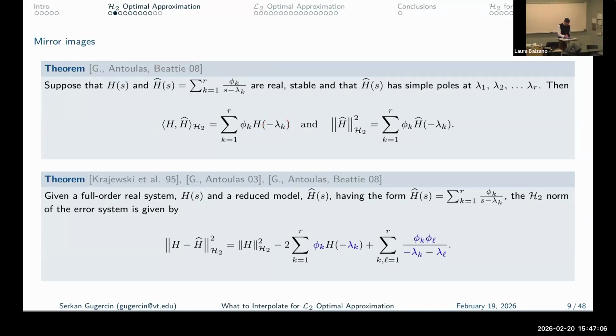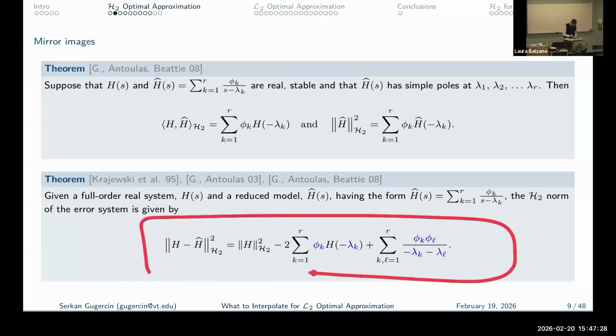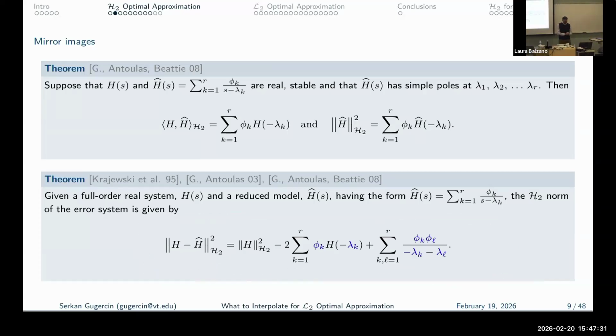Mirror image of the poles. So again, minus lambda is in the left half plane, minus lambda is in the right half plane. Then of course you can do the H2 energy, and then you can even compute the H infinity norm using the same evaluation. And a nice result out of this: if I have two transfer functions, I can plug this formula in here, and then I have an explicit formula of the H2 distance between H and H hat, which pretty much only depends on the parameters of the reduced model that you want to find. Again, evaluate the full transfer function at minus lambda, and then do this.